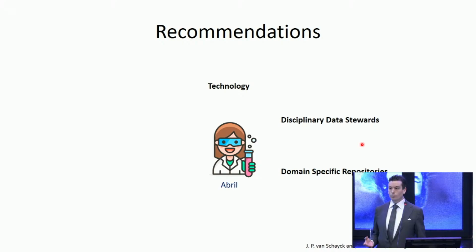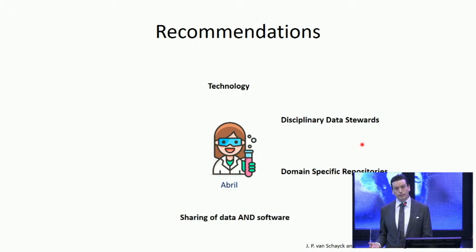The other thing that can really help is domain-specific repositories. Domain-specific repositories are places online where you can deposit your data, but they're specific towards a data type, for example, protein data. And this helps annotate your data with proper metadata. And we could use more of these domain-specific repositories. The other recommendation is sharing of software and data. We need to share not only the data, but also the software and the algorithms that we've used to calculate. The data is just one part of the story.